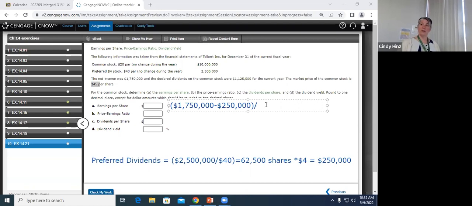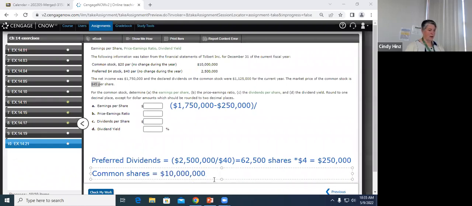Are there 1 million common stock shares? Are there 5 million, 500 million? Makes a difference. Oh, and I now see they didn't tell us how many common shares there were, so I still need to calculate that. Common shares. So there was $10 million in the common stock account, and that's a $20 par value. So that's 500,000 shares of common stock.